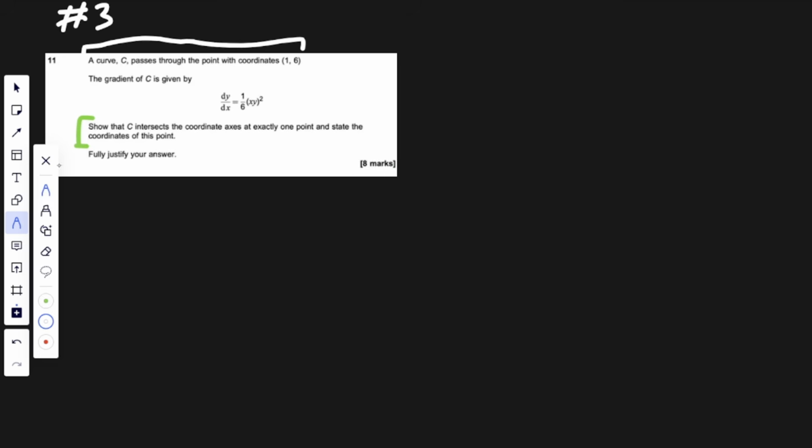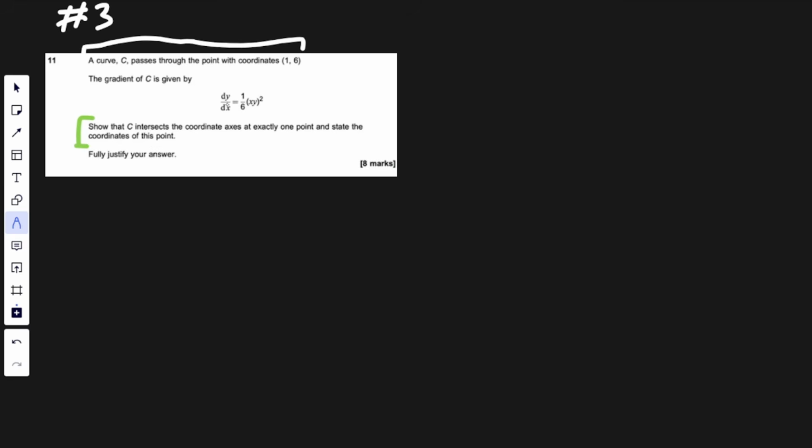So we're told that a curve C passes through the point with coordinates 1, 6. This is our information that's going to help us find our unknown. With the differential equation, we're going to integrate at some point. When we integrate, we have a plus C, plus little c, or any unknown letter, D, F, whatever. Confusingly, they've used the curve C. So curve C passes through this point. This is going to be information we need to use later. The gradient of C is given by this. This is our differential equation. Show that C intersects the coordinate axes at exactly one point and state the coordinates of this point.